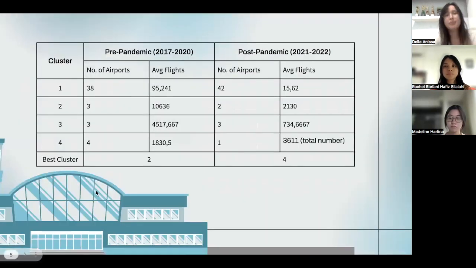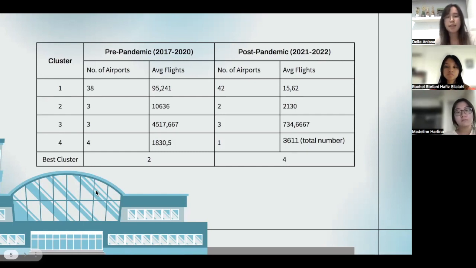Next, this is the table detailing the difference of clusters across the periods, where the average number of flights decreases for every cluster. The exception is cluster 4, because there is only one airport included after the pandemic, and therefore the average cannot be found. But overall, it can be said that there is a significant reduction in the average number of flights for all clusters due to the pandemic. The best cluster also changed across the periods, where before the pandemic hit, the best cluster is 2, while after the pandemic, the 4th cluster indicates the cluster that has the highest number of flights.